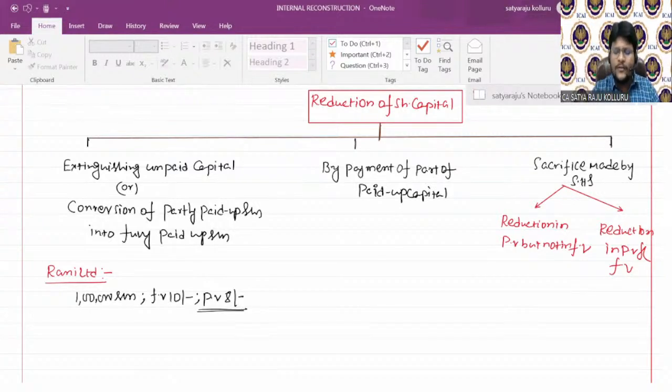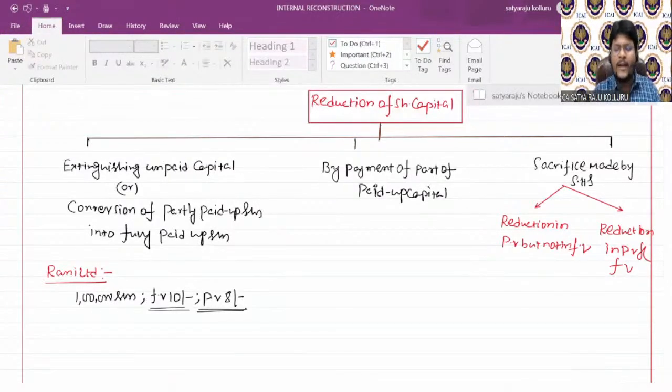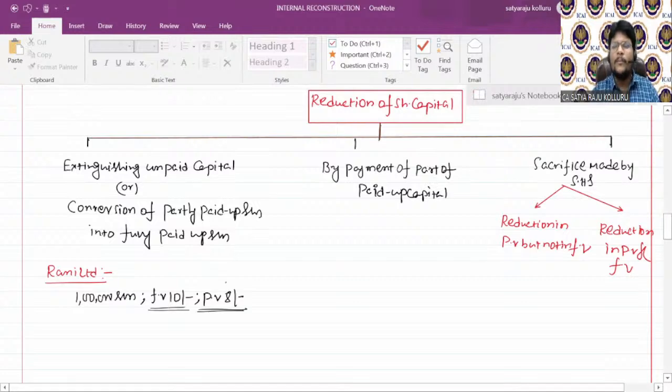The company assumes that you are paying the equity share as fully paid up. You have already paid the entire amount, no need to pay any further. That means a certain portion of the face value they are going to cancel, extinguishing the unpaid capital. Unpaid capital per share is 2 rupees. Right? So the company is simply extinguishing the unpaid capital.